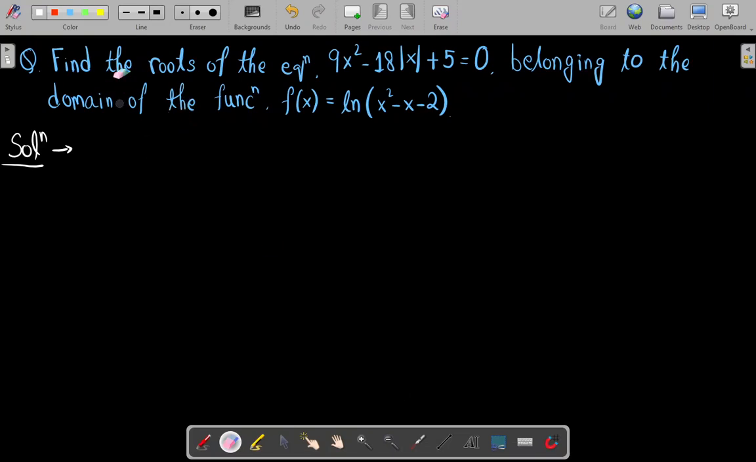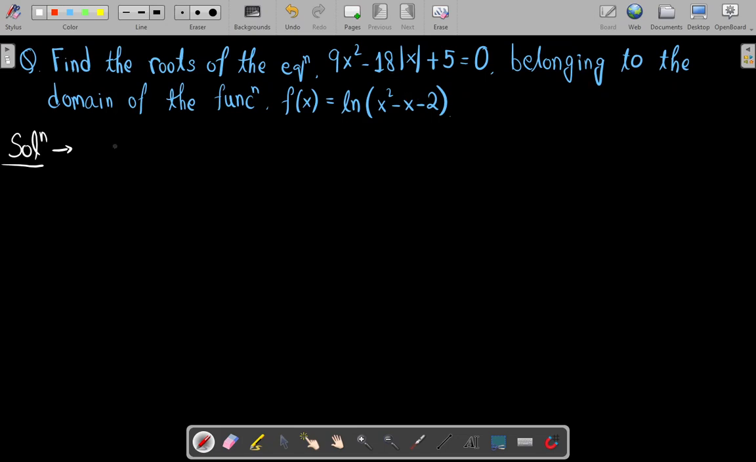Hello everyone. In this question, we are asked to find the roots of the equation 9x² − 18|x| + 5 = 0 belonging to the domain of the function f(x) = log(x² − x − 2). So we are to find the domain of this function and see what interval x lies in, and then find which roots fit in that interval.